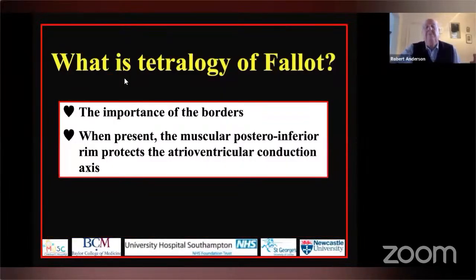And that is key because when it is present, that muscular posterior inferior rim protects the atrioventricular conduction axis. So now Diane will show you the influence of that rim of myocardium guarding the atrioventricular conduction axis.